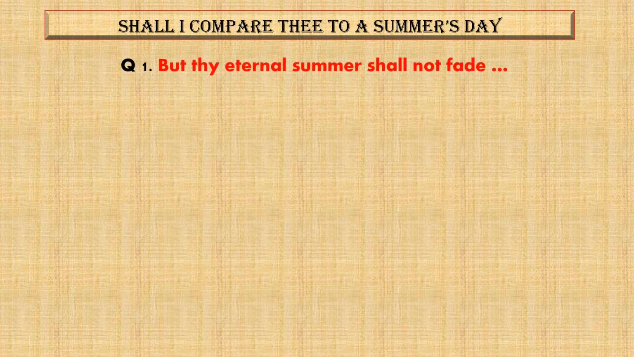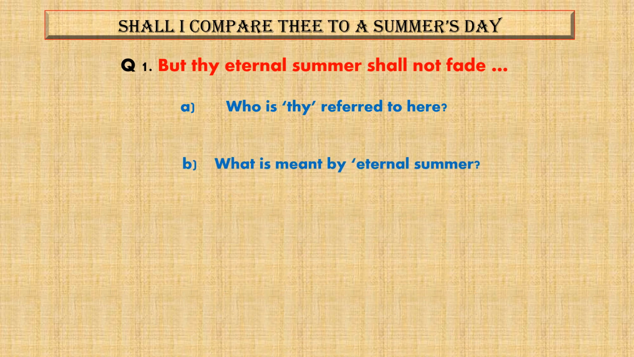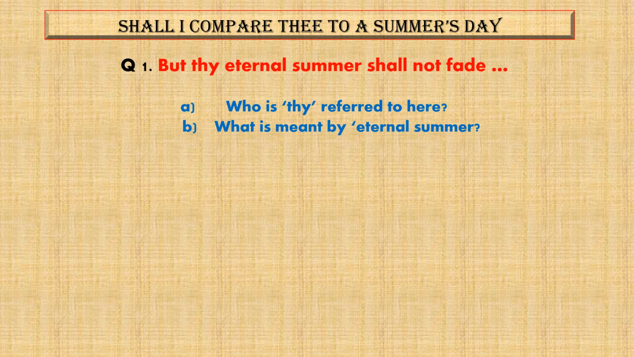So this is the extract based question, and this is one of the most important questions that may be set on this poem. So what is the extract? What is the line on which the questions may be set? The line is, but thy eternal summer shall not fade. What are the questions that may come? First question is, who is thy referred to here? Second question is, what is meant by eternal summer? And next question is, why shall not thy eternal summer fade?